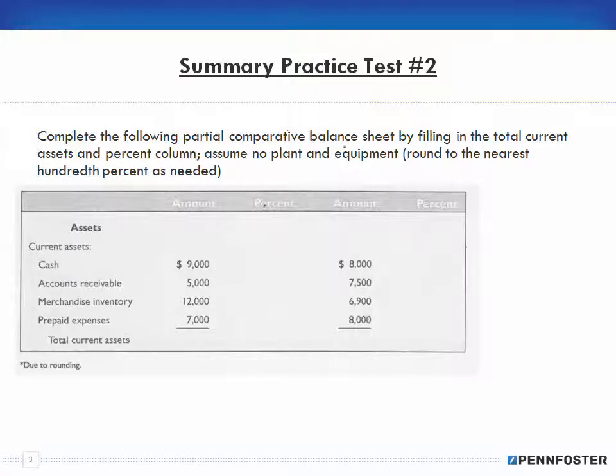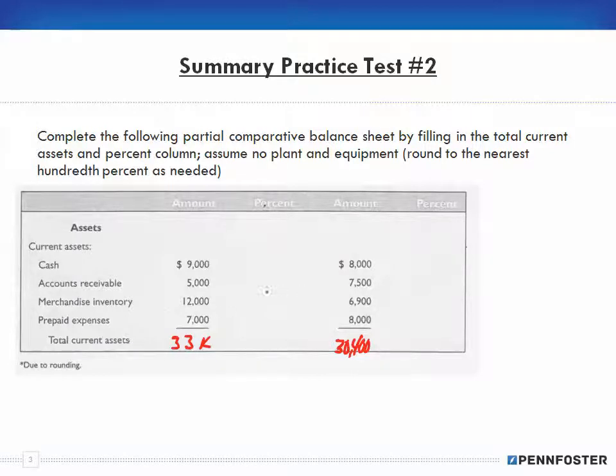In order to be able to do a comparative analysis, we have to have some kind of a base, and our base is going to be our total current assets. So what are we looking at here? We're looking at 14, 9,000, 5,000, 12, and 7. So that's 14, 16, 23, 2, that's 33,000. And for the other column, 0, 0, 4, 5 and 9 is 14, 13 is 22, and 8 is 30,400.